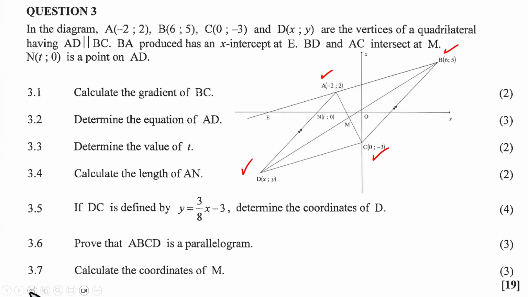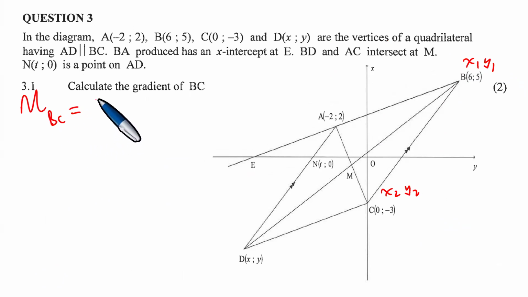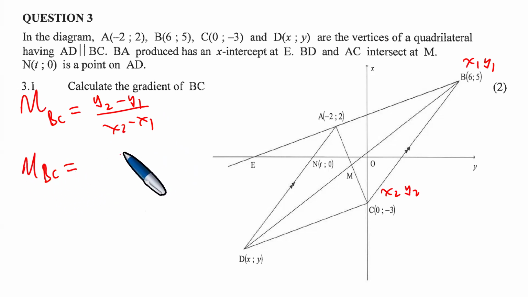Now we start as follows. To find the gradient of BC, we have this point B, and we can mark B as x1, y1. We can label the other coordinates x2, y2, and therefore we need the gradient of BC. It is actually y2 minus y1 divided by x2 minus x1. This is the gradient. The gradient of BC equals, what is y2? y2 is -3, y1 is 5, divided by x2, which here is 0, minus x1, which is 6.